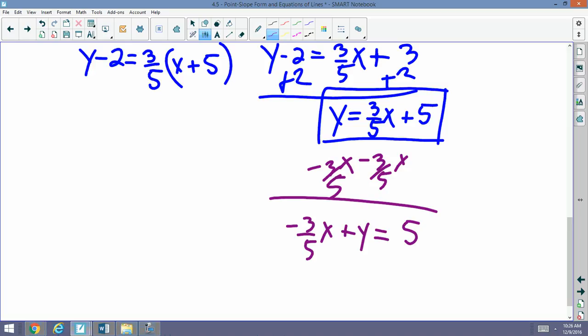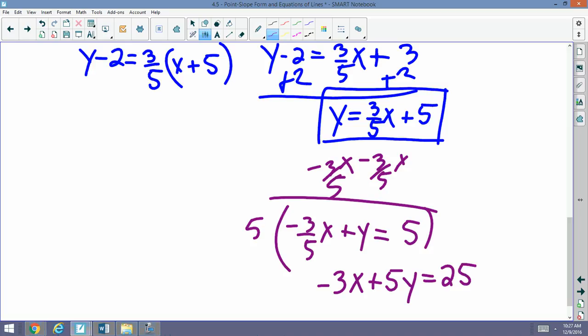What my boy just finished saying made me very happy. He said you can't have a fraction as a, and you cannot. So how do I get rid of that denominator of 5? Multiply by 5. So my true standard form here would be negative 3x plus 5y equals 25.